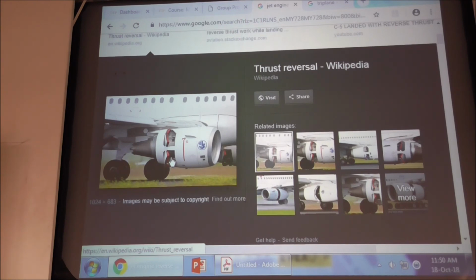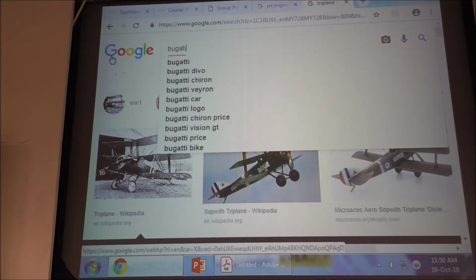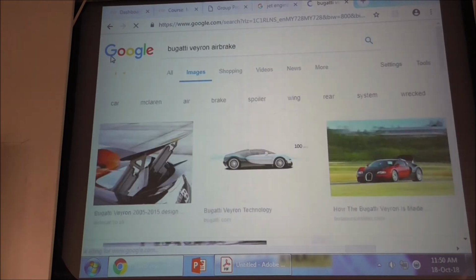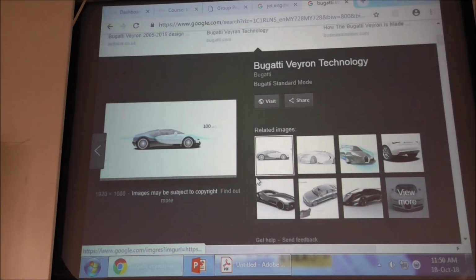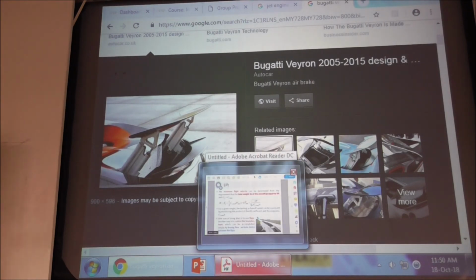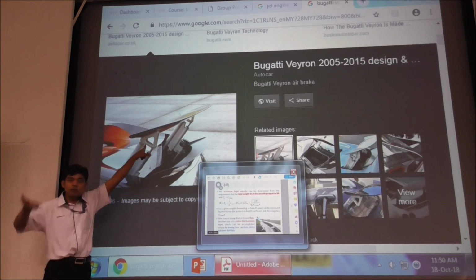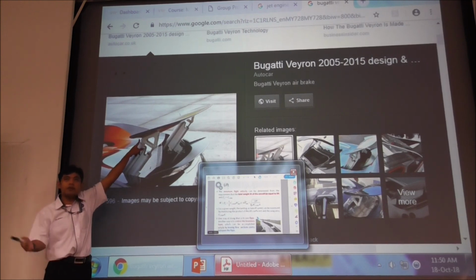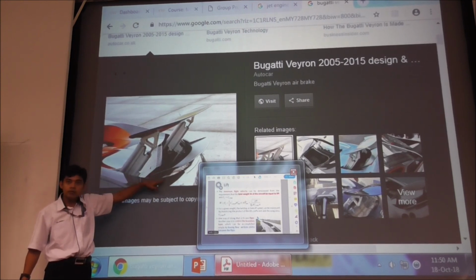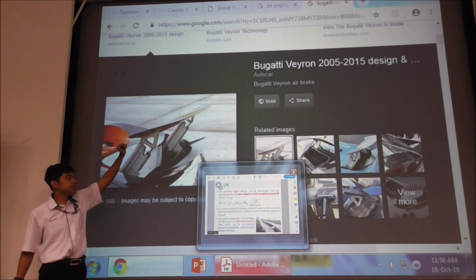Okay, and for the Bugatti, this one is the air brake. Actually, it behaves as a spoiler to provide downforce, and it is also the air brake to provide braking power. At low speed, it will be recessed and stored inside. When you need it, it will pop up automatically, depending on the velocity.